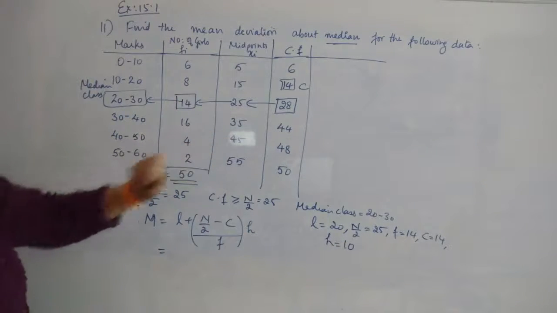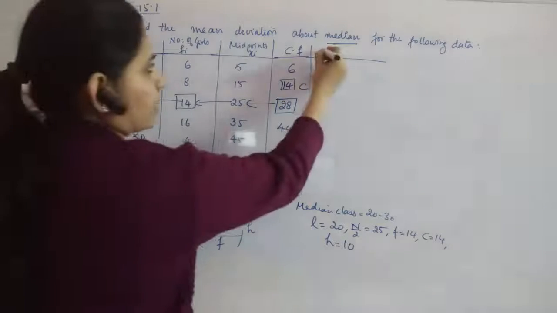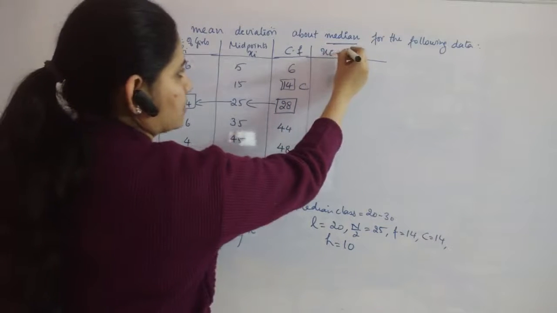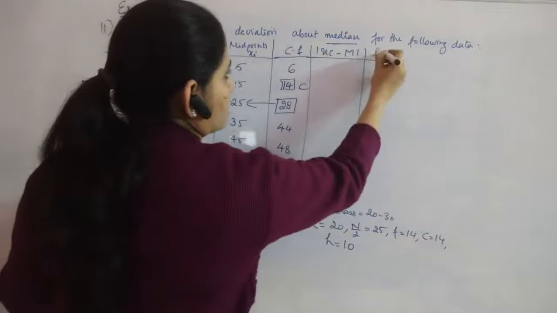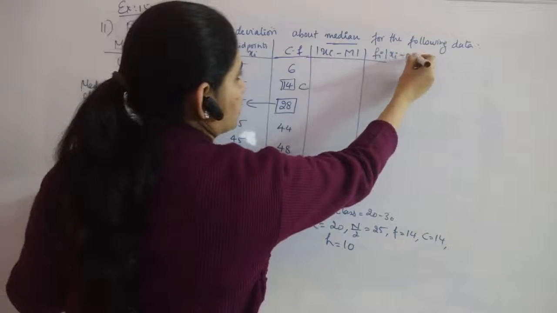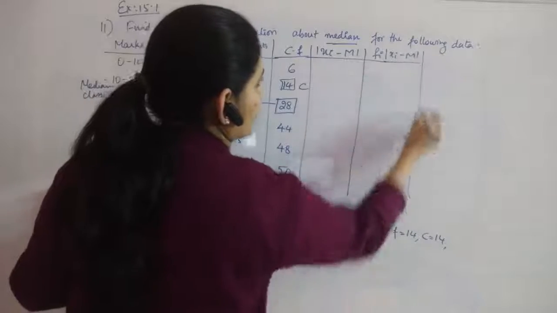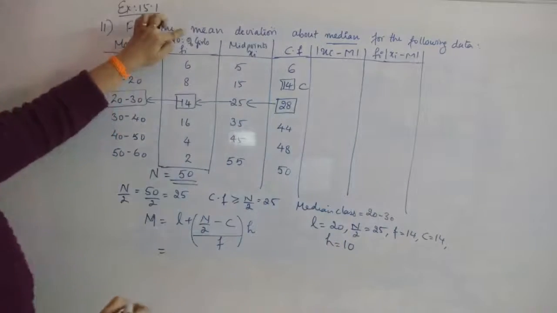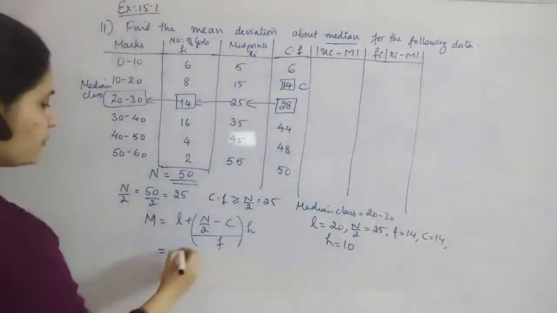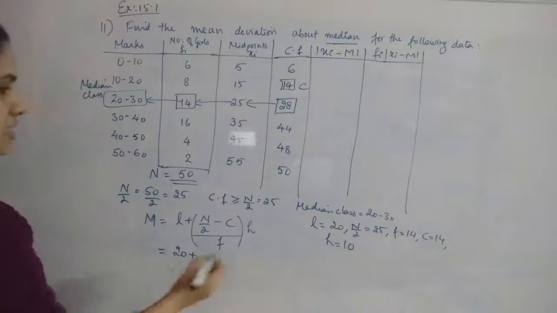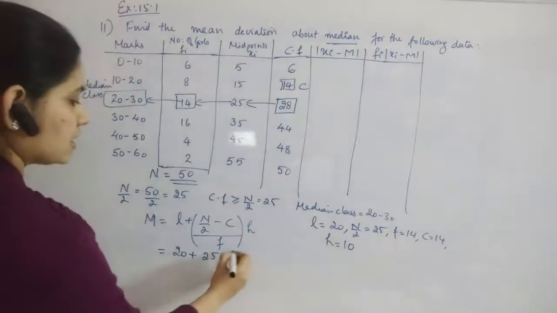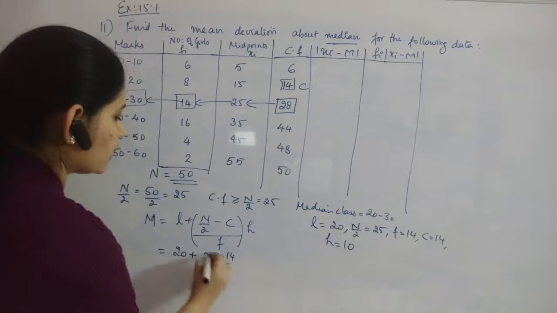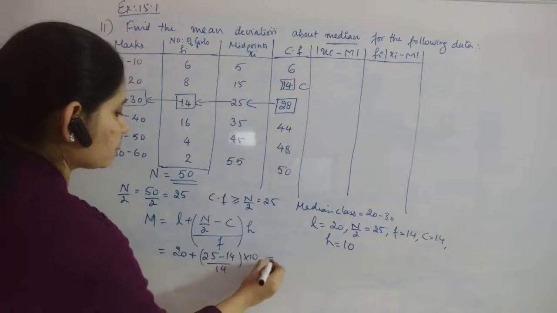After that you have two more columns. They are mod of xi minus the median value, and fi into mod of xi minus the median value. These are the two columns you need in order to get the mean deviation. Now going for the value: 20 plus (N by 2, which is 25, minus C, which is 14), F is also 14, into H.